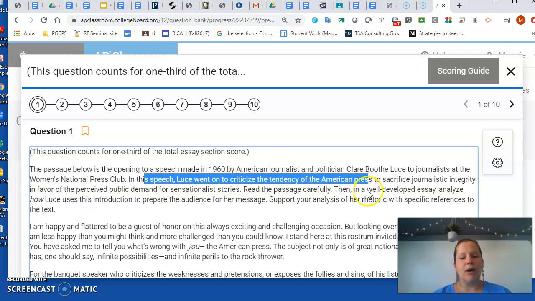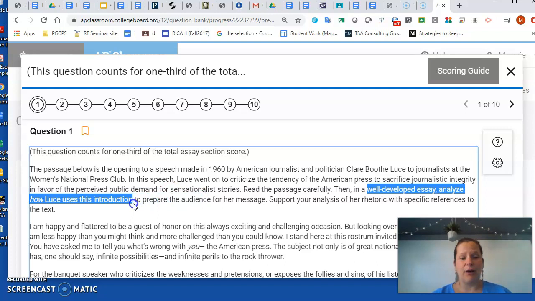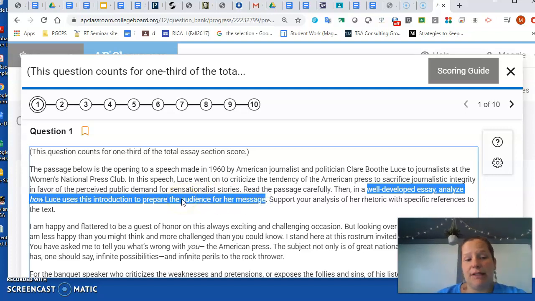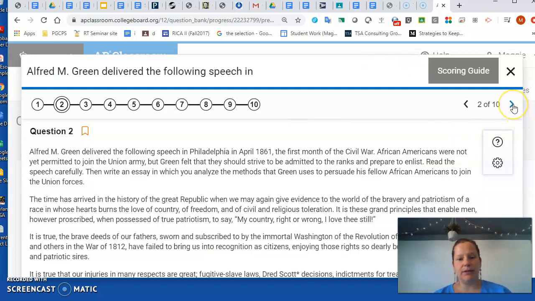And in a well-developed essay, you're analyzing how she uses the following part of her speech to prepare the audience for her message. Notice how specific that prompt is. How does she use what follows to prepare her audience? Okay? Let's look at the next one.